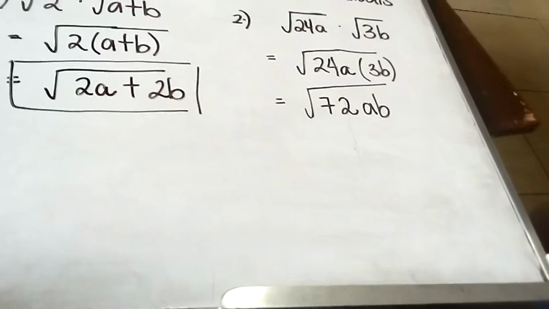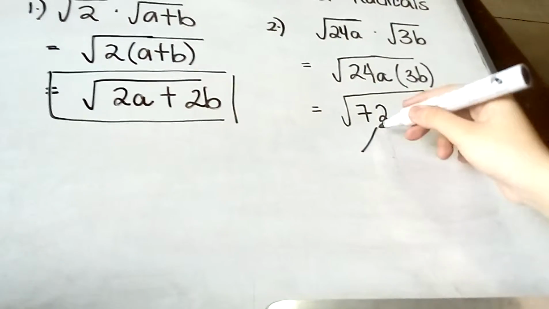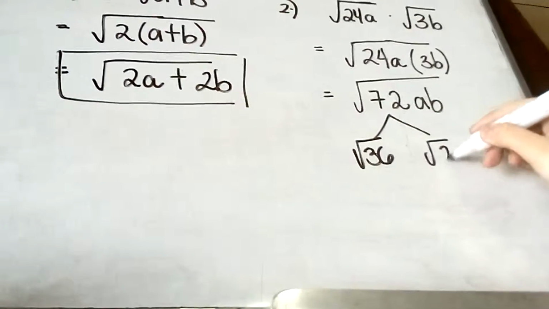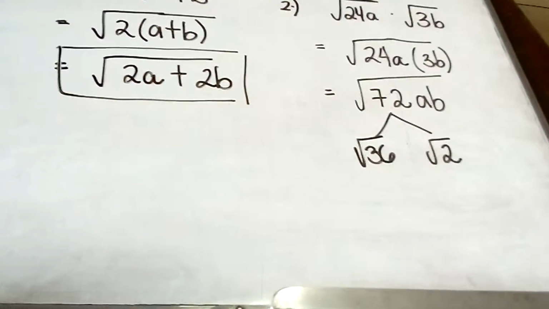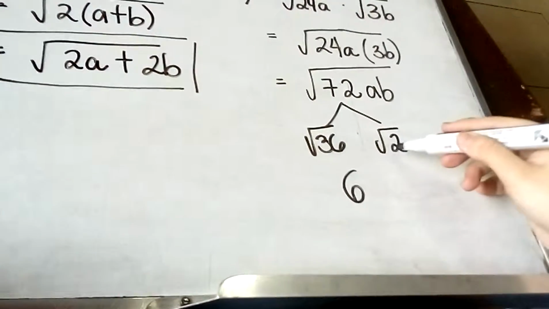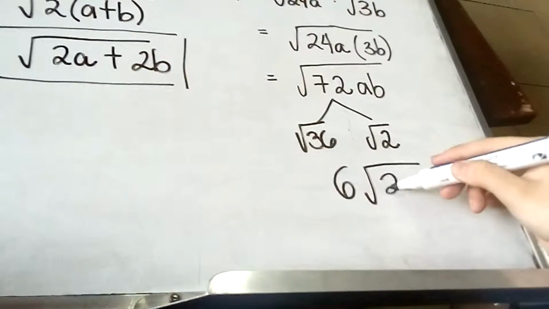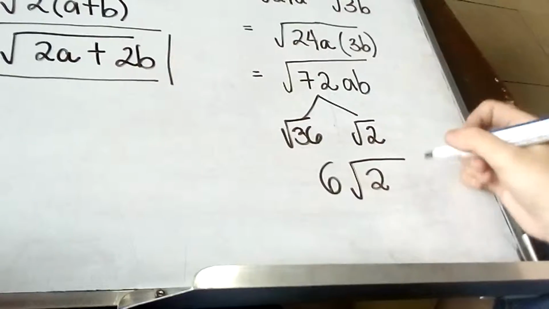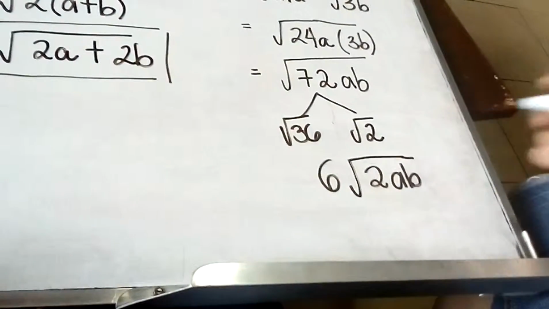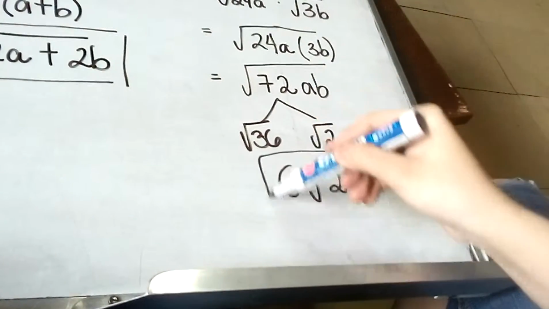Square root of 72ab. We can still simplify this: 36 times 2. Square root of 36 and square root of 2. So, square root of 36 is 6. Then, square root of 2 is the simplest form. So, copy. And then, this ab, because it's not factorable. This is the final answer.